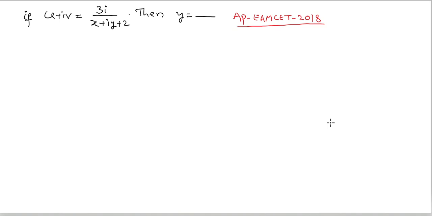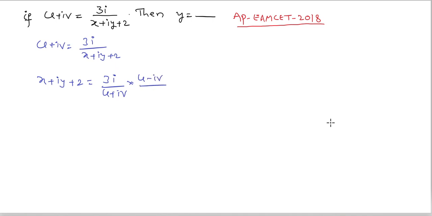If u + iv is equal to 3i by (x + iy + 2), then y is equal to dash. The APM set 2018 question. Here it is given u + iv is equal to 3i by (x + iy + 2). From this equation, x + iy + 2 is equal to 3i by (u + iv). Take rationalizing, that is multiply by (u − iv) by (u − iv).